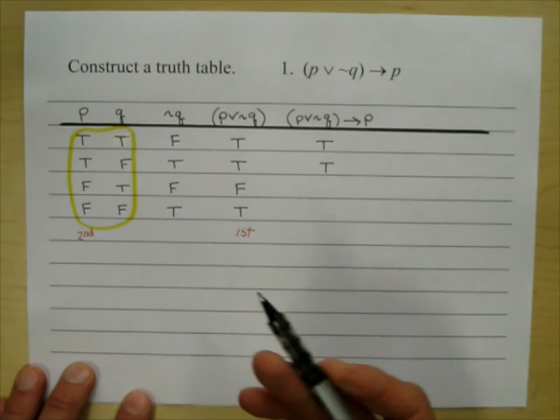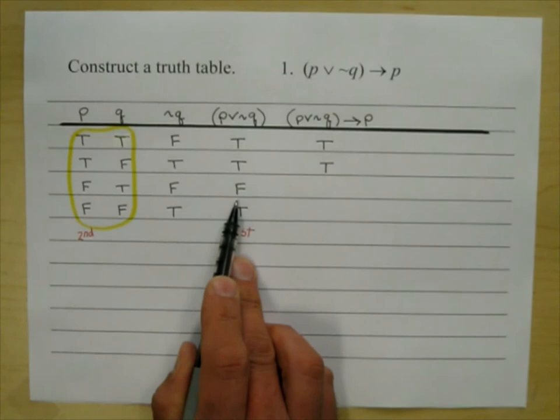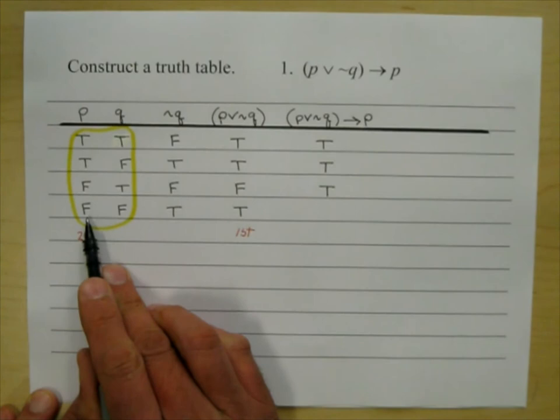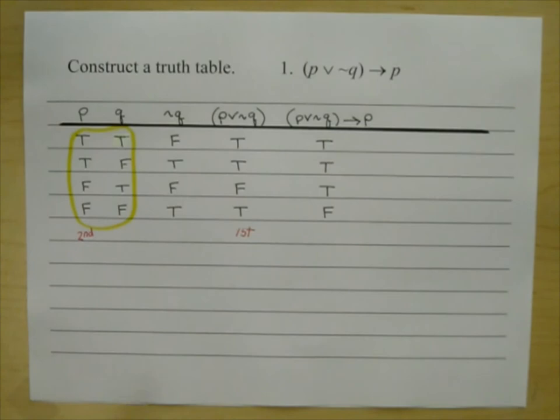If false, and already, if we were in class, I would say, you can just interrupt me. Once I say if false, you should just say true. If false, then false is true. If true, then false, that happens to be false. And this is the final column of the truth table.